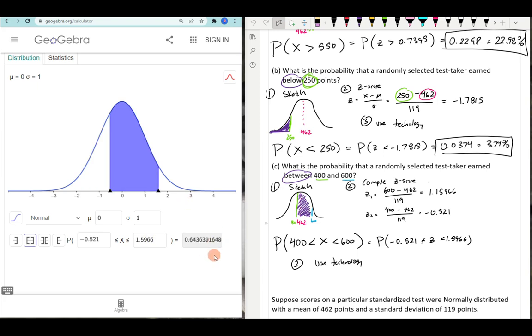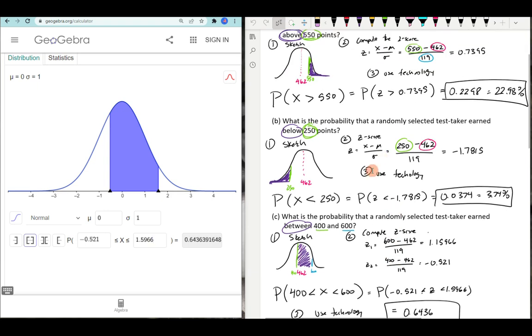There's the probability. The probability that the randomly selected test taker earned between 400 and 600 points is 0.6436, or about 64.36%.